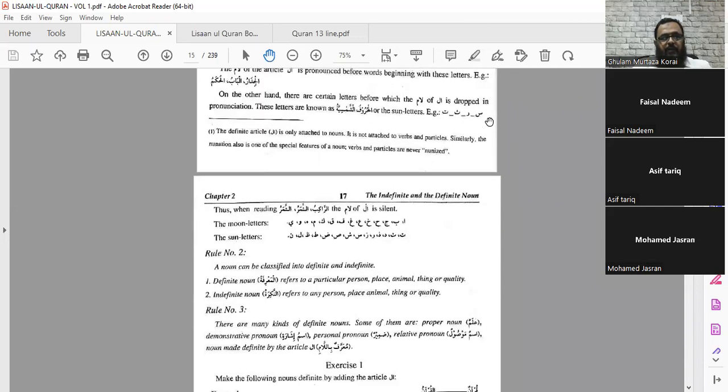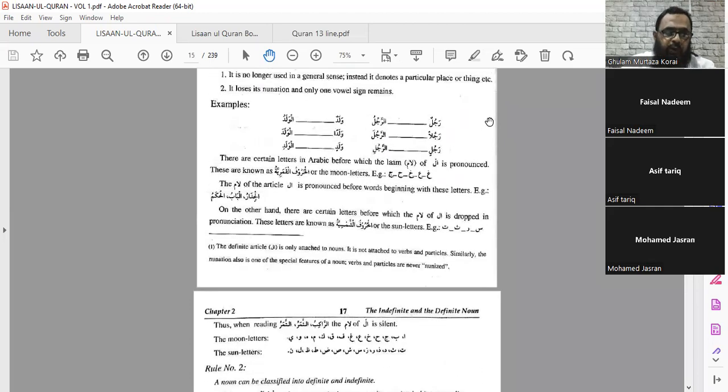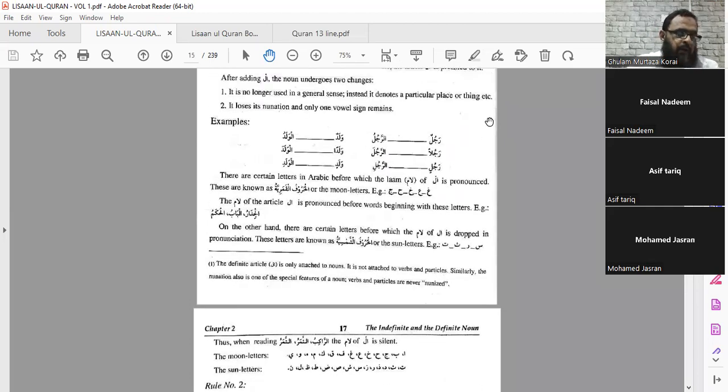Now we have some exercises. Okay, before going to the exercises, my question for you: do you know huruful shamsiyatu wal huruful qamariyatu? Anybody from you?